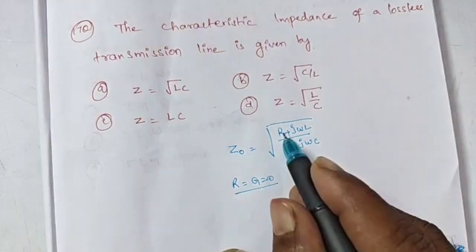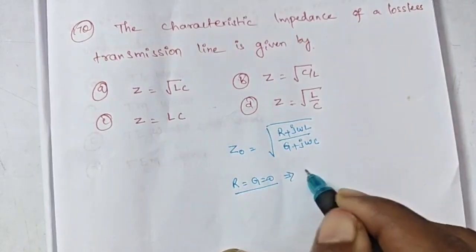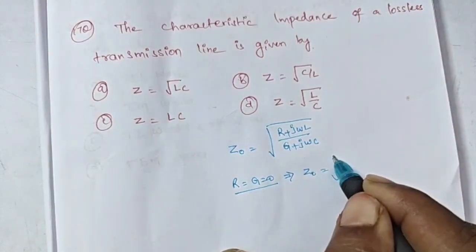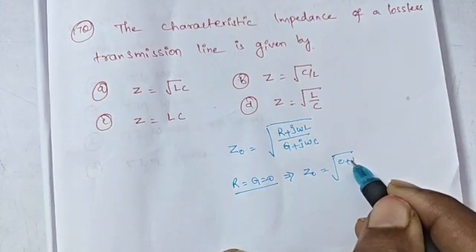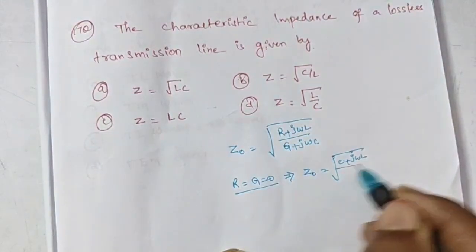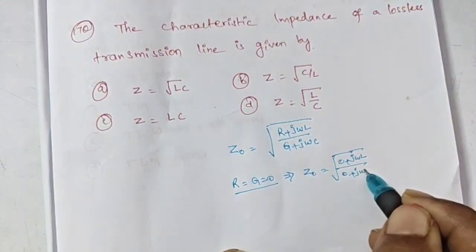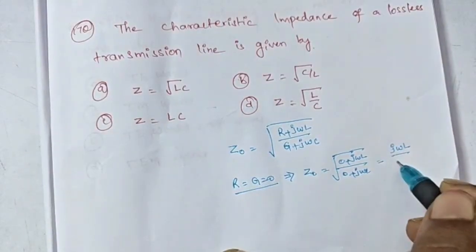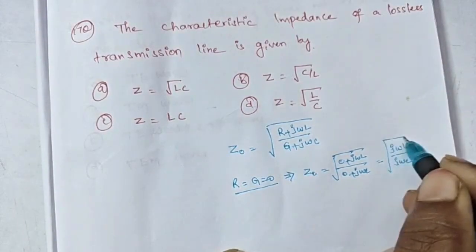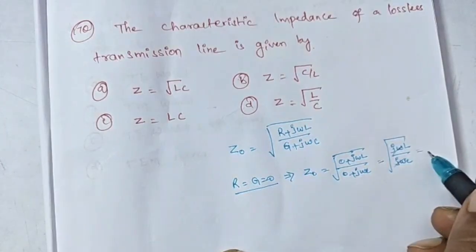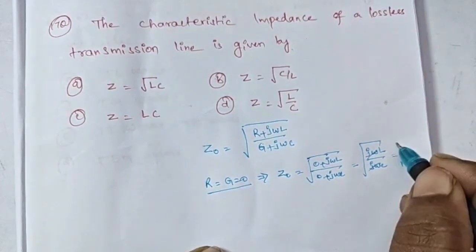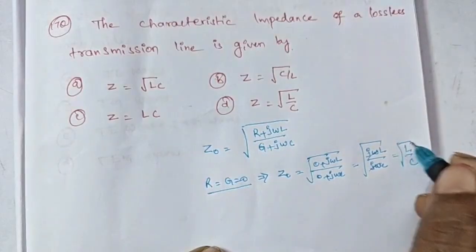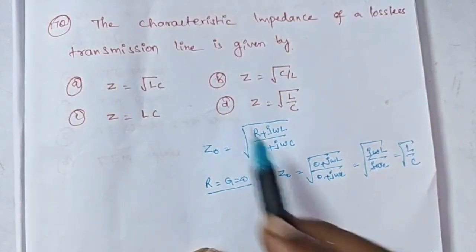Okay, if you substitute R equal to G equal to 0, then Z0 becomes under root of (0 plus j omega L) by (0 plus j omega C), that equals j omega L by j omega C. Okay, j omega cancels out. What is left? Under root L by C. So option D will be the correct answer.